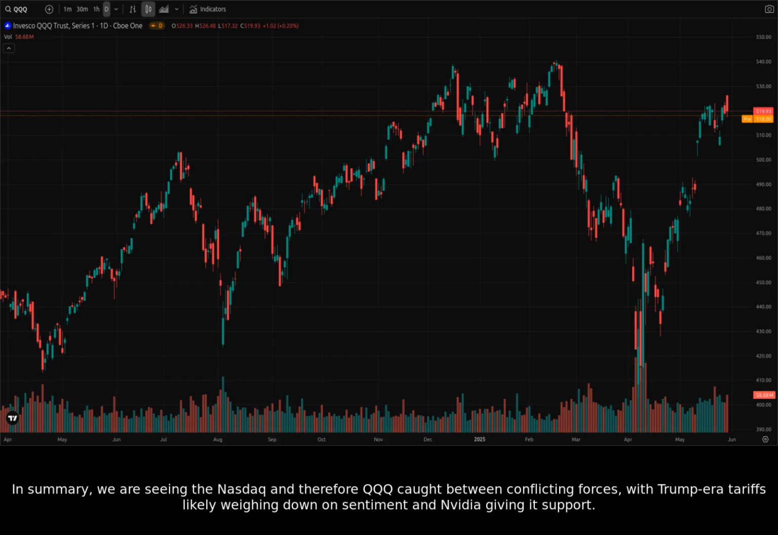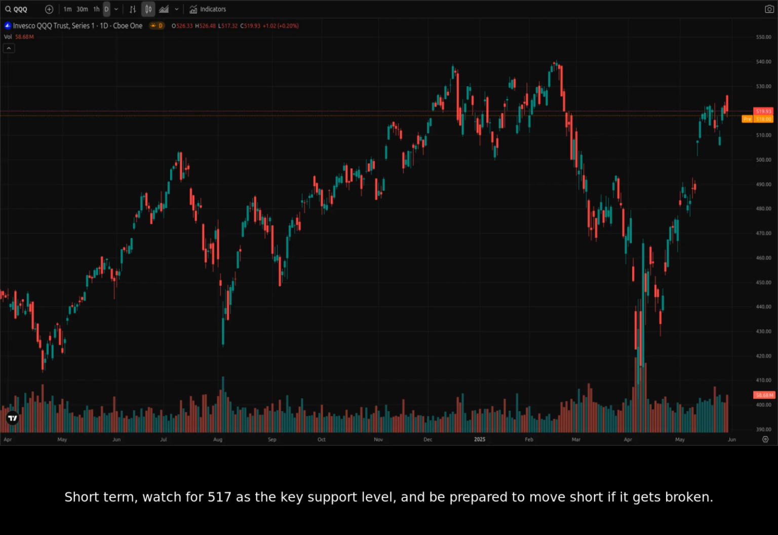In summary, we are seeing the Nasdaq and therefore QQQ caught between conflicting forces, with Trump-era tariffs likely weighing down on sentiment and Nvidia giving it support. Short-term, watch for 517 as the key support level, and be prepared to move short if it gets broken. To the upside, monitor for breaks above 527 and then 530 to signal bullish continuation.